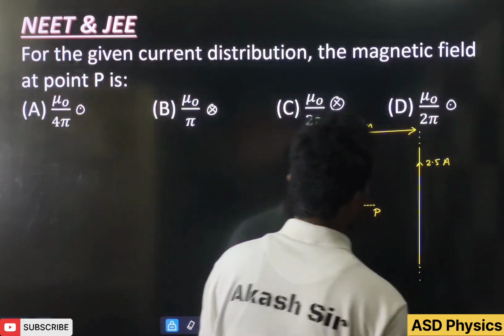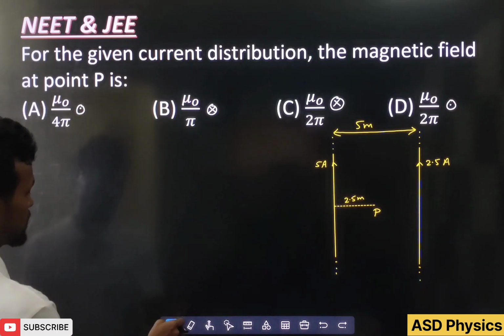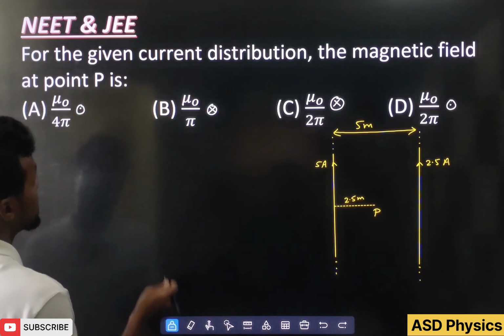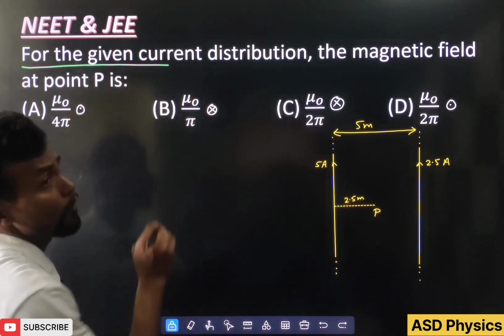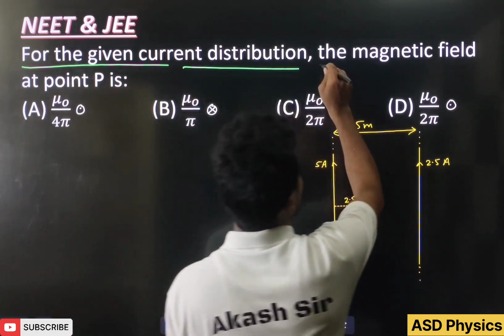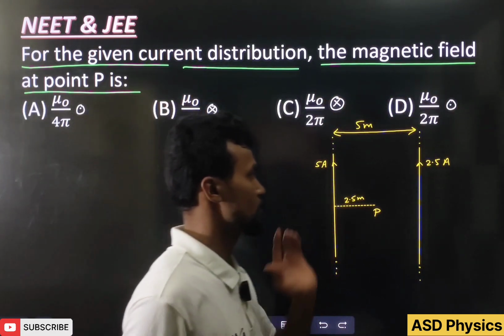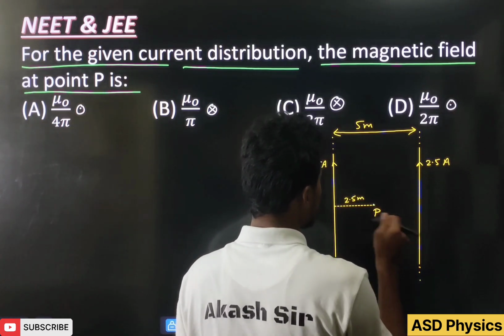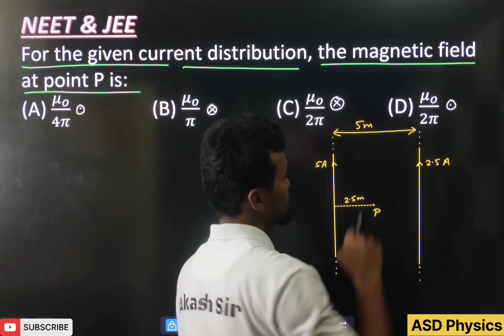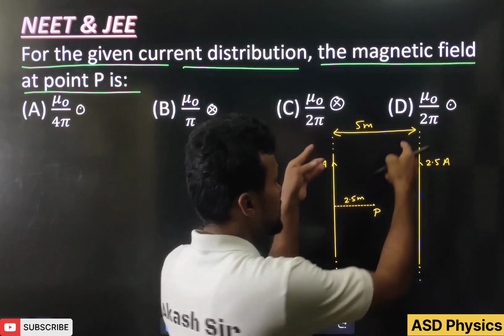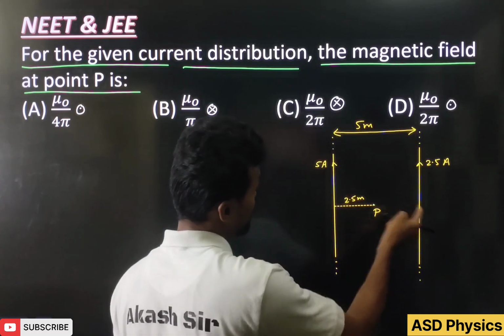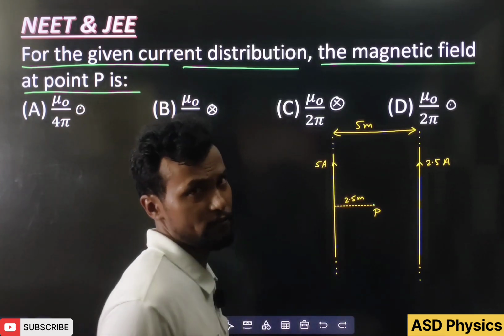Great. Now students, we are going to see this question. Let's go to the question. See the students here. For the given current distribution, the magnetic field at point P is how much here? Okay, so point P is here. You can see this wire has current 5 ampere, and this wire has current how much? 2.5 ampere, separated by 5 meter. Both are infinite wires. Okay. And here is 2.5 meter distance.